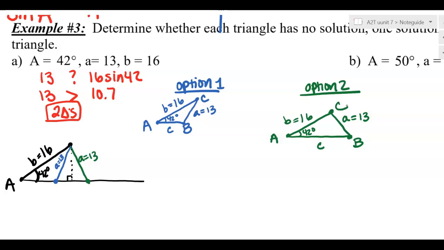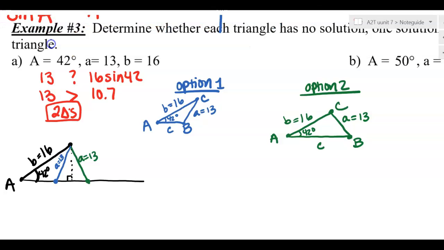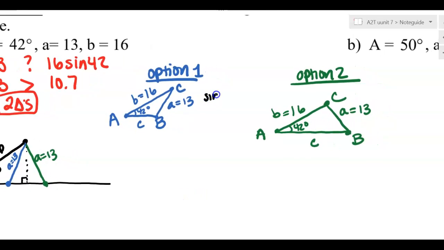Now look at option 2. Let's say you're going to set up to solve that one. What would the equation say? It would say sine of 42 over 13 equals sine of B over 16. So good news and bad news. Good news is there's only one place to go from here. I need to set up sine of 42 over 13 equals sine of B over 16. The bad news is I don't even know which triangle that's solving for, okay?